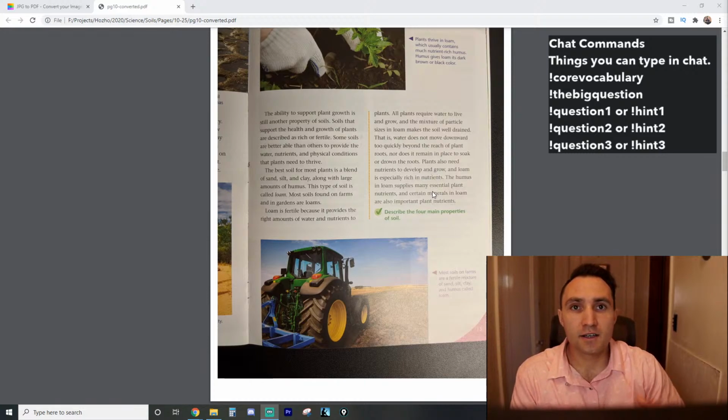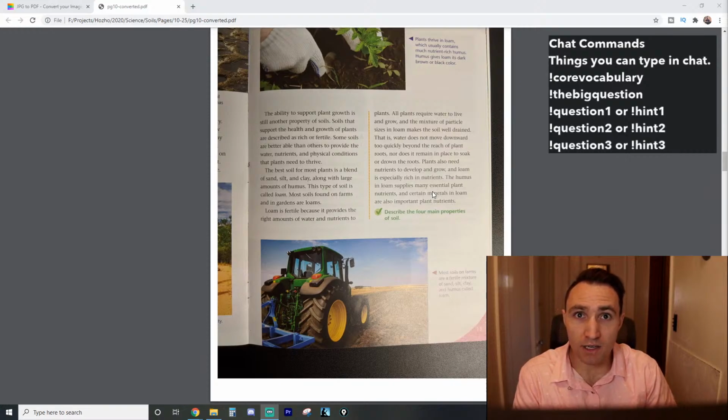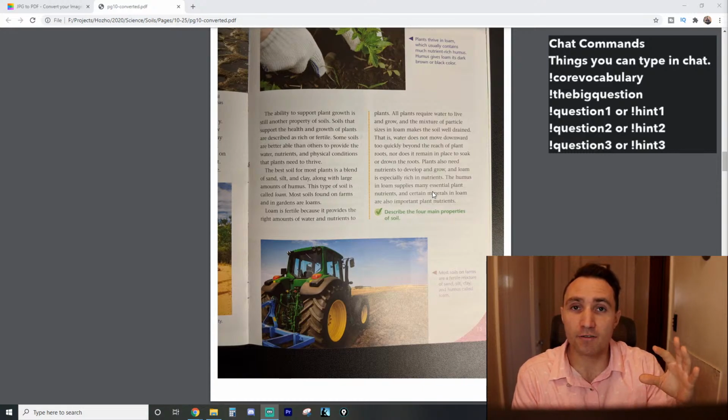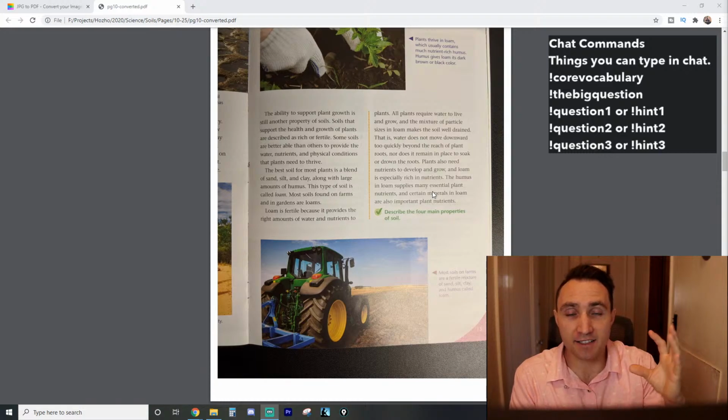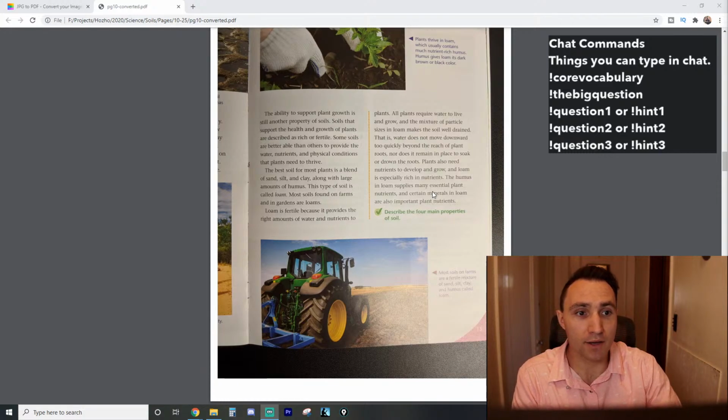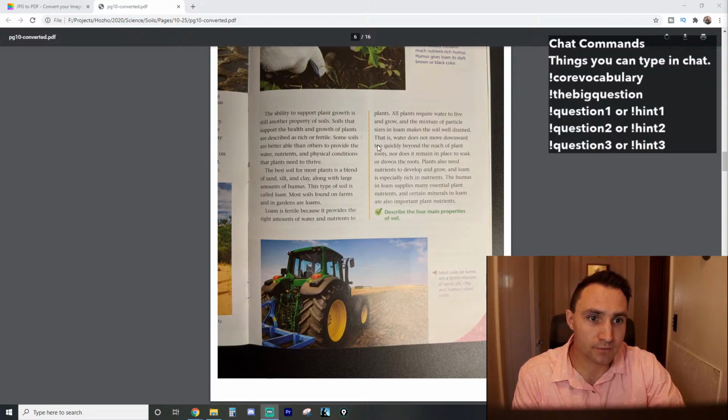So loam isn't high permeability, meaning water passes through very quickly. It isn't low permeability, meaning it sits on top like clay. It has a medium permeability, meaning it's well drained, and it has time for the water to soak up in the soil. So water does not move downward too quickly beyond the reach of plant roots, nor does it remain in place to soak or drown the roots.